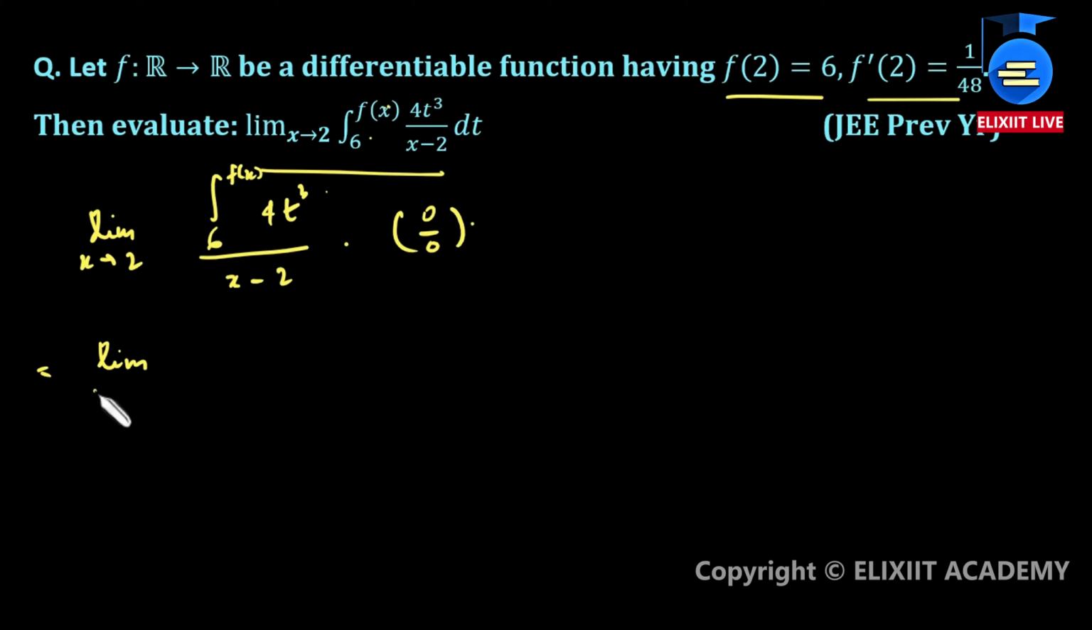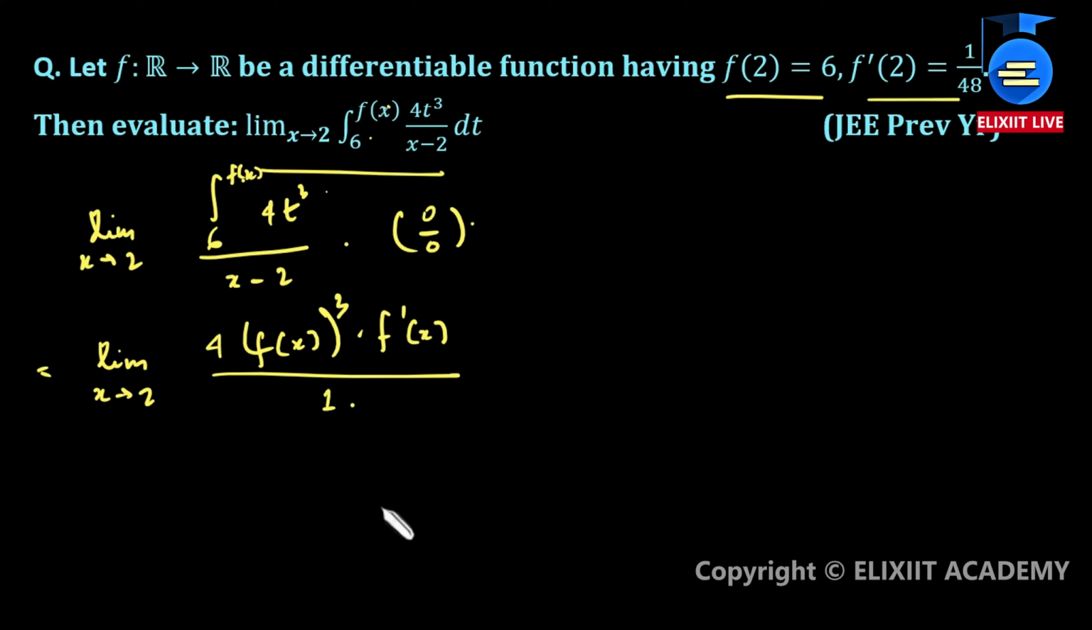So we have limit x tends to 2, integration 6 to f of x 4t cube. How do we differentiate this? Simple, Leibniz rule. So 4 you can take outside, this is basically a constant, so you can take it outside this integral part. So this is how much? This is 4 times f of x whole cube into differentiation of f of x, that is basically f dash of x, isn't it? Clear? Into f dash of x divided by differentiation of x minus 2 with respect to x, that is 1 basically.